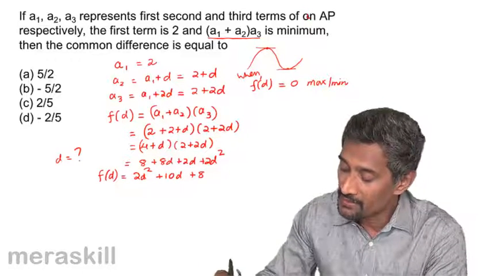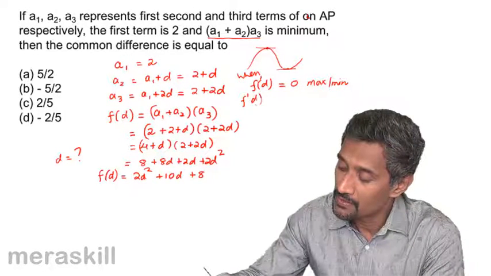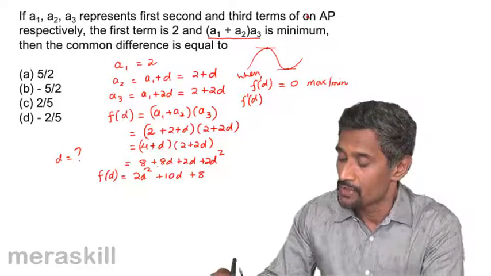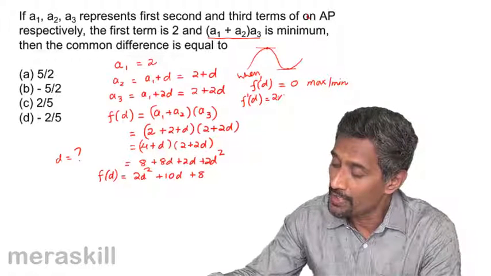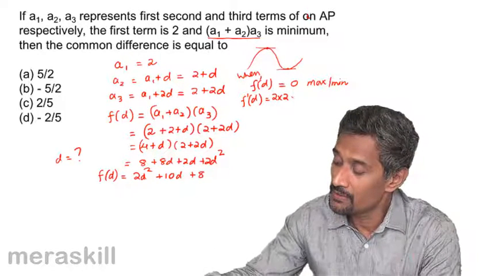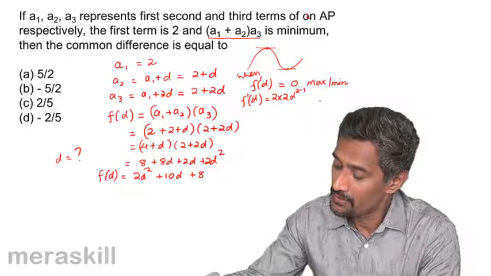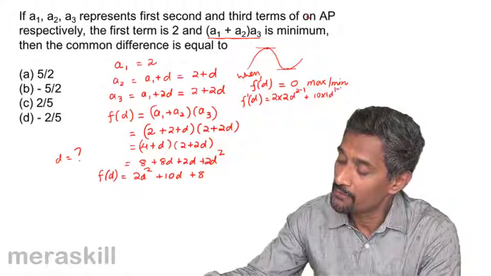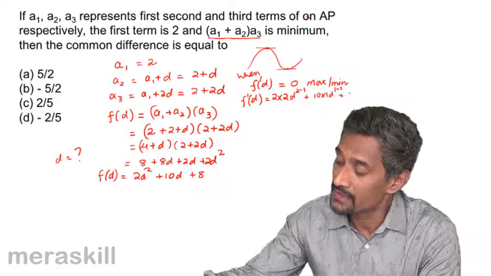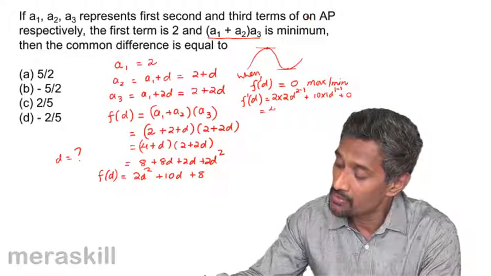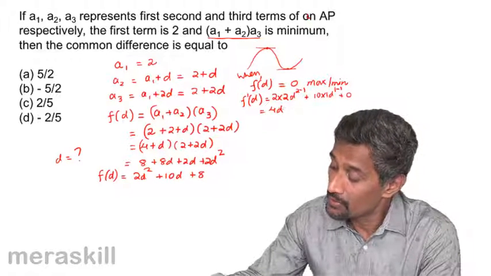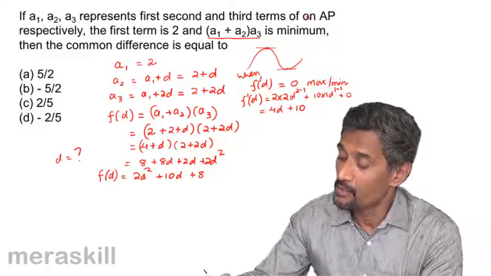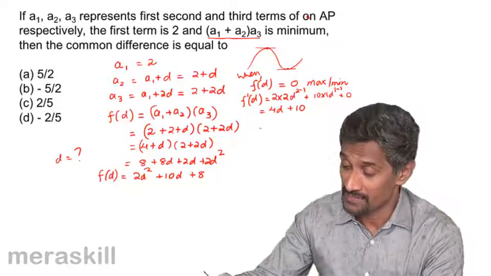So we find the f dash d, which will turn out to be, when it comes to derivatives, you need to take the powers. So it's going to be 2 into 2, this 2 comes here, d raised to 2 minus 1, plus 10 into 1 and d raised to 1 minus 1. Since this is a constant, its derivative is 0. This turns out to be 4d plus 10. So f dash d turns out to be 4d plus 10.